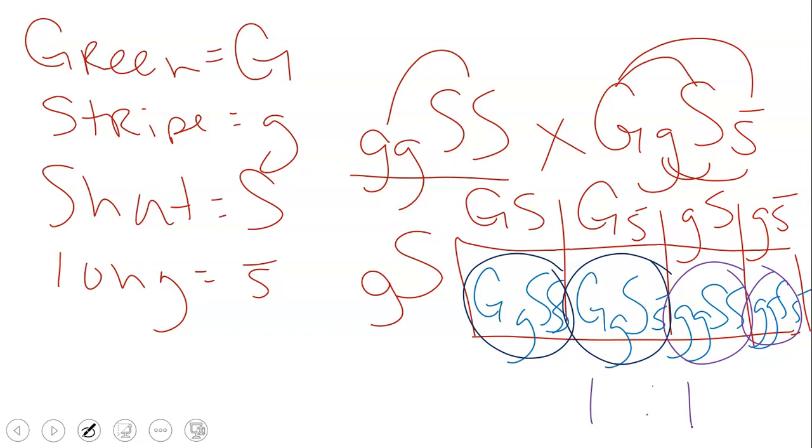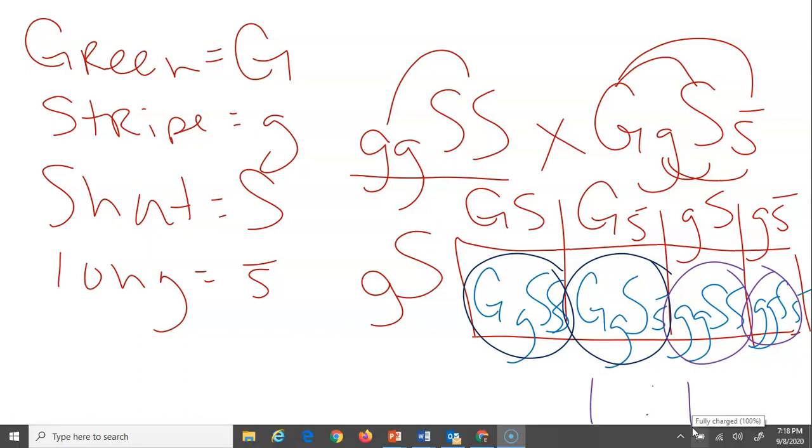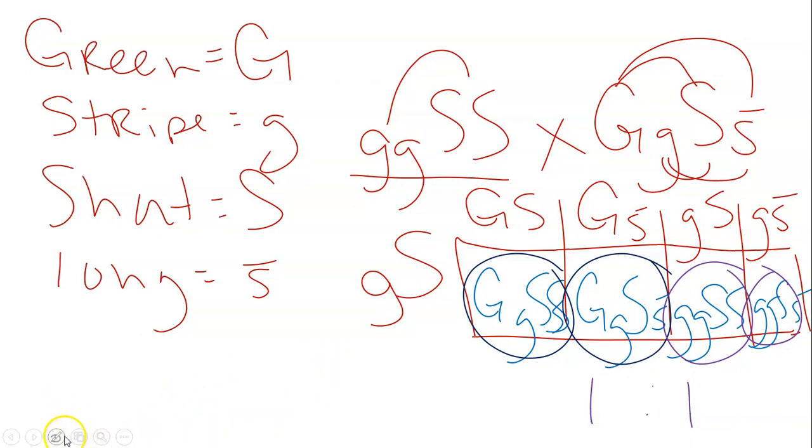So that's going to be that cross. Again, that's going to be your answer. So you're going to box that in. It's a 1-to-1 ratio of green short to striped short. I think I got that right. Okay, last question. Let me erase this. Okay, the last question, number 9.